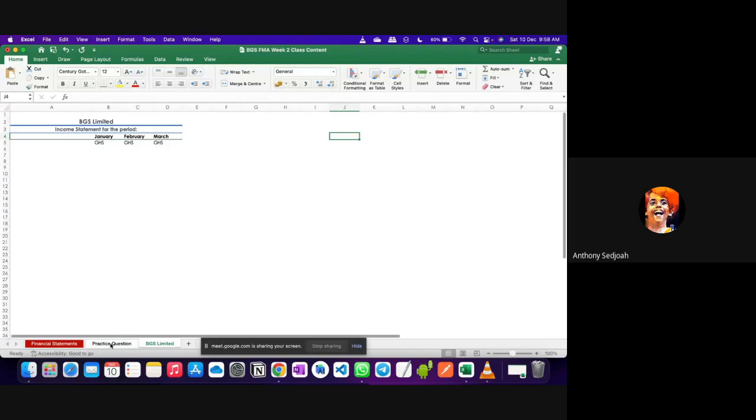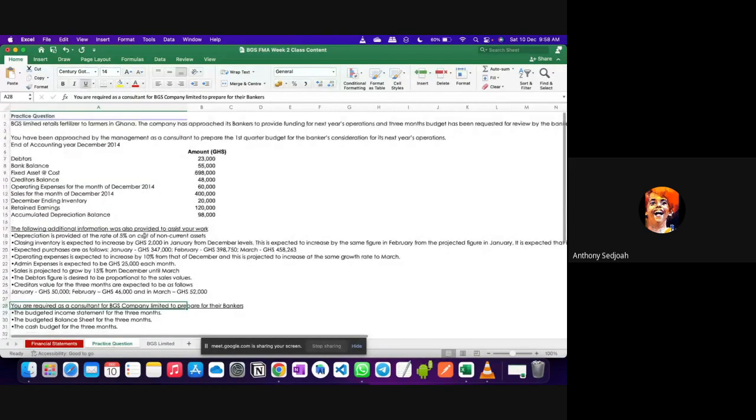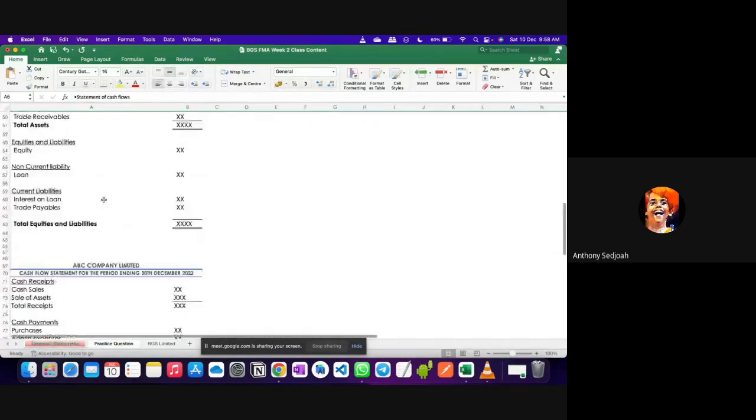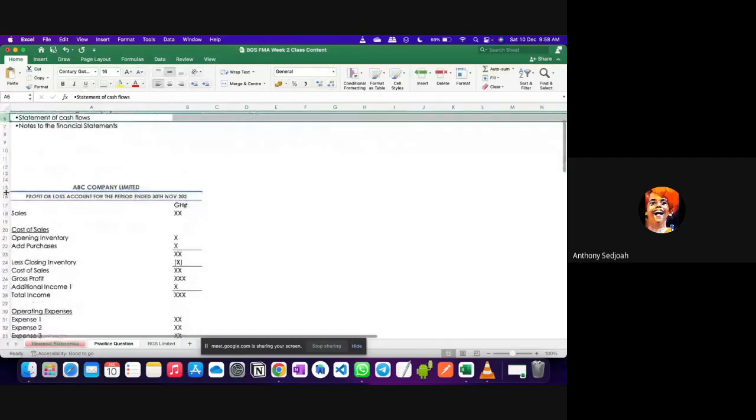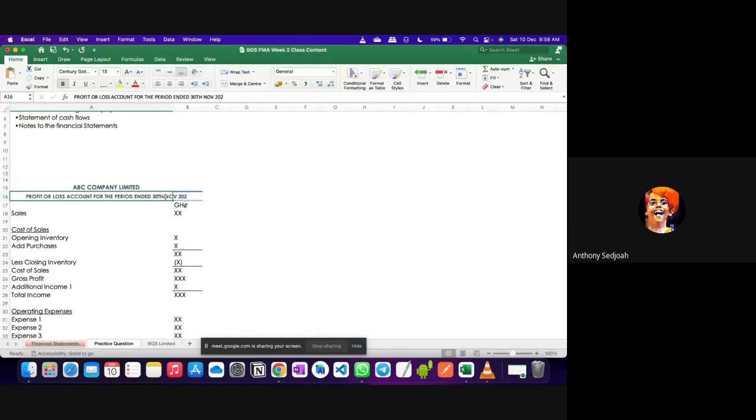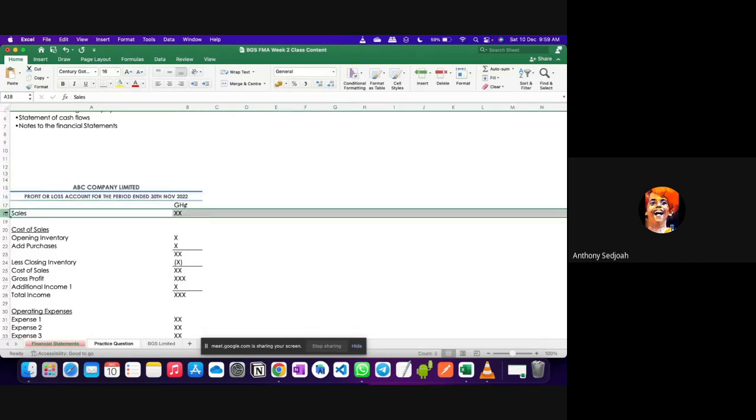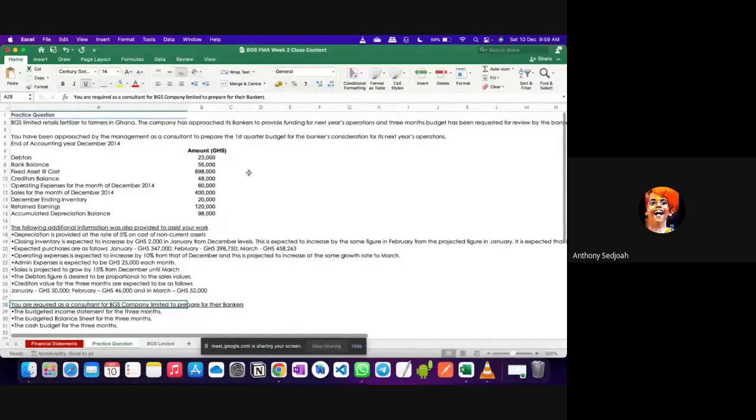So let's go to the format and see what comes after our headings. So income statement or profit or loss account for the period. You see over here, it was just one period. So for the period ended 30th November 2022. Let me put my 2 here. Okay. So the first thing to get is our sales. So let's see what the question says about our sales.